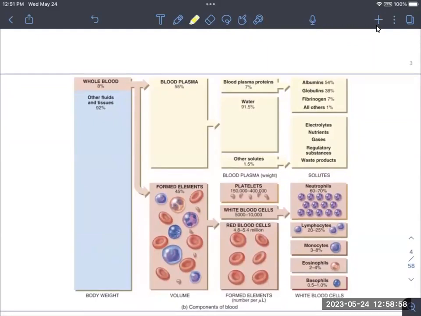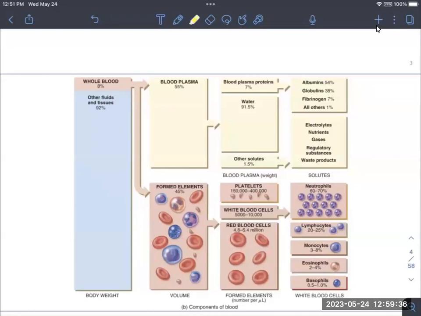So 8% of our body weight comes from our blood. It depends on how large you are, but the average person usually has about 5 liters of blood. So 8% of their body weight is coming from that 5 liters of blood. We have more plasma than we have those formed elements, those red blood cells, white blood cells, and platelets.